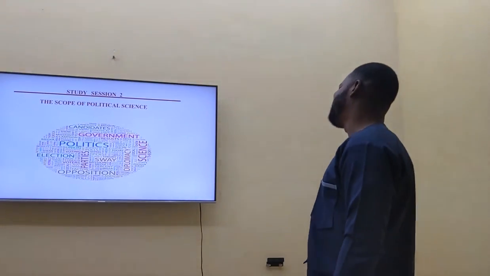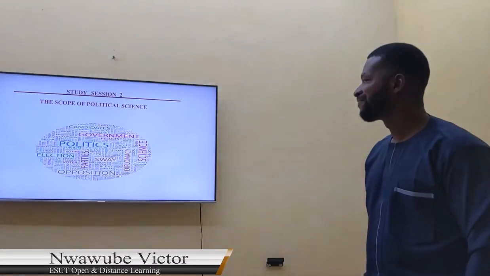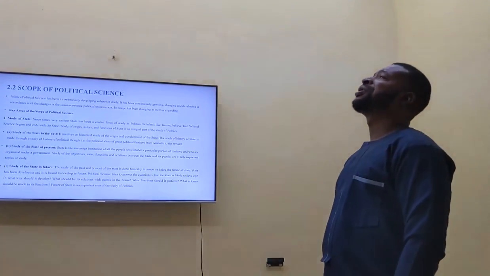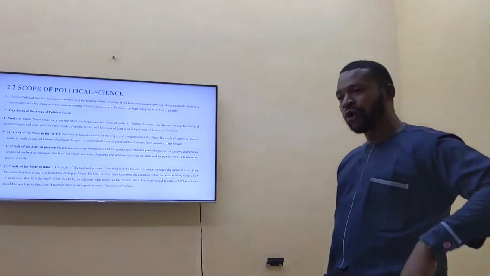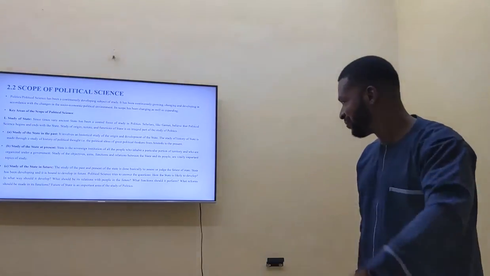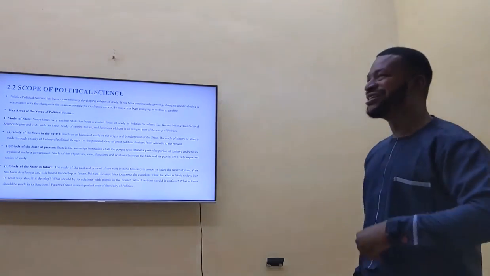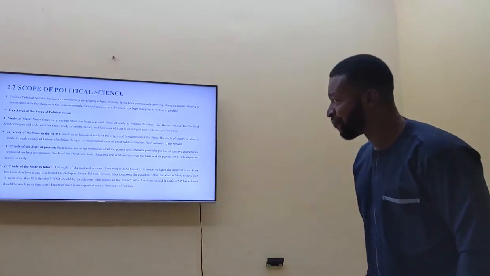Now we're going to look at the scope of political science. Political science is one discipline that is on a continuous development. It is growing, it is changing, it is developing, new trends are happening. So we're going to look at key areas of political science.